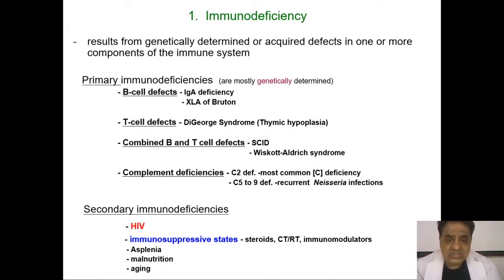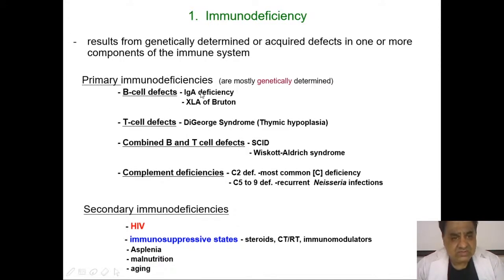T cell defects like DiGeorge syndrome, which is a thymic hypoplasia related issue. Here the thymus is hypoplastic, hence it's a T cell defect. Combined B cell T cell defects like SCID, severe combined immunodeficiency, and Wiskott-Aldrich syndrome are rare but known, and many of these cases have been seen here in AIIMS because they can be recognized, but they need a high clinical suspicion in most situations. Complement deficiencies like C2 deficiency, which is one of the most common complement deficiencies, and C5 to C9 membrane attack complex deficiencies are associated with, for example, recurrent Neisseria infections. They are rare but well described.